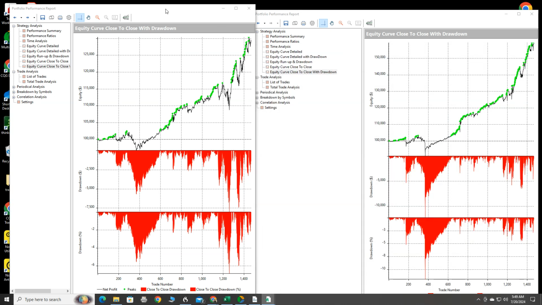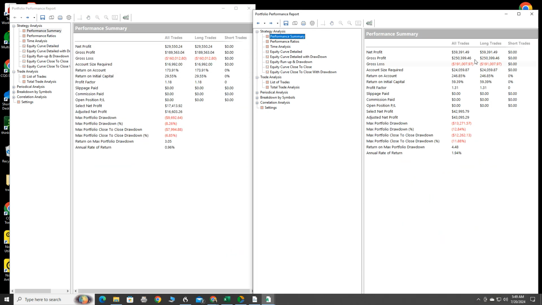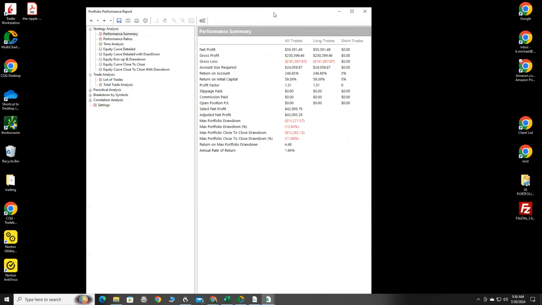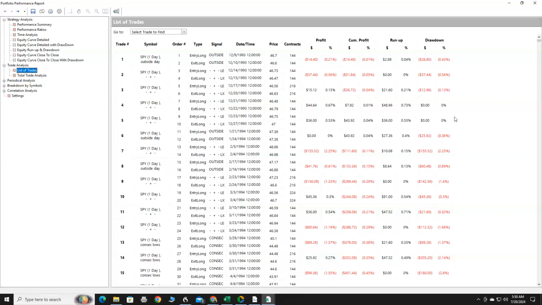Now, again, back to performance, it increased our profits as well. So equity curve increased, profits increased. So it had a nice benefit. But let's look at the trade by trade to get a better idea and understanding of how this works.